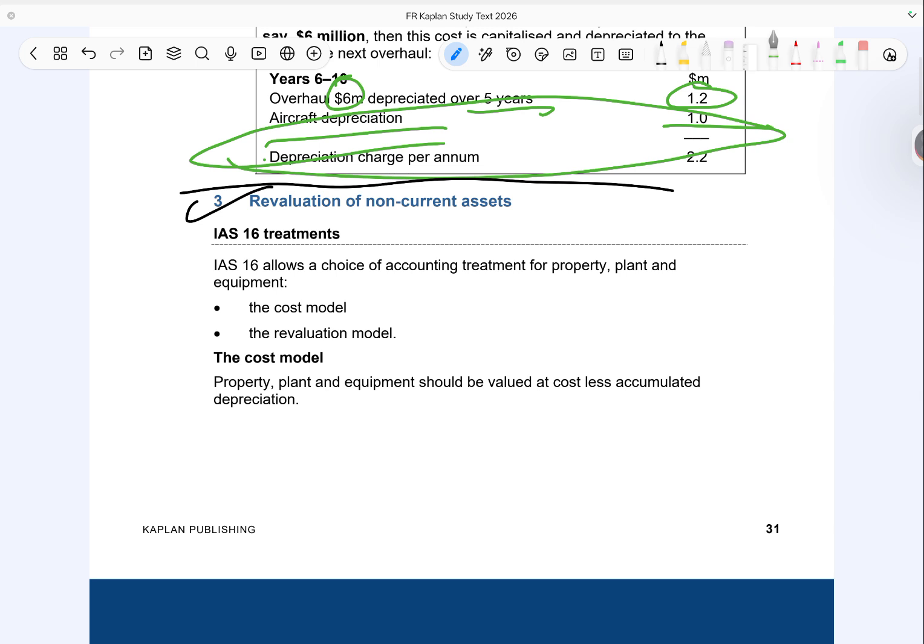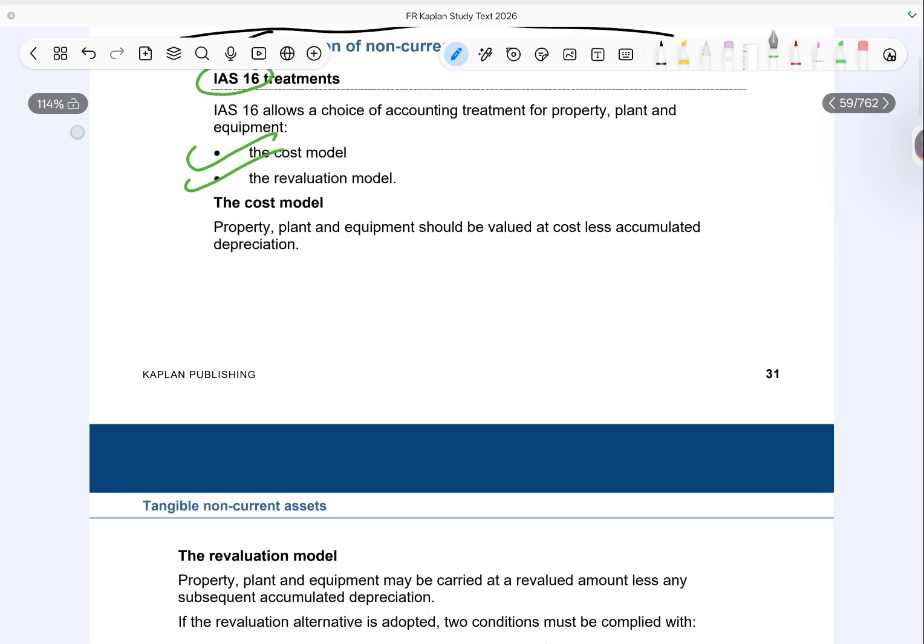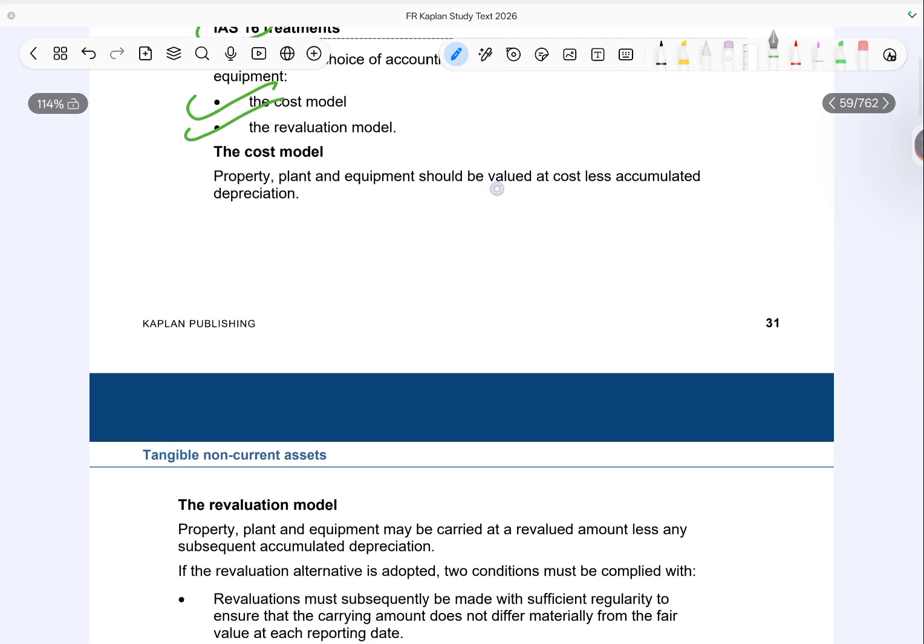So for now there's IAS 16. Again, I'm just reminding you all, it's not necessary to remember the numbers and the name of the IAS. IAS 16 allows a choice of accounting treatment for property, plant and equipment. There are two types of accounting treatment allowed by the IAS, which are the cost model and the revaluation model. The cost model: property, plant and equipment should be valued at cost less accumulated depreciation.